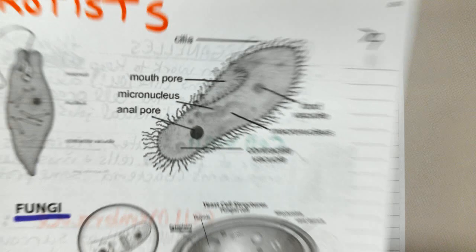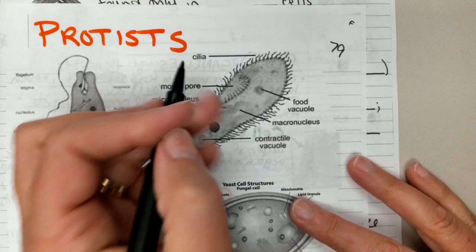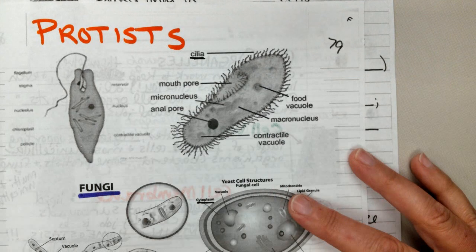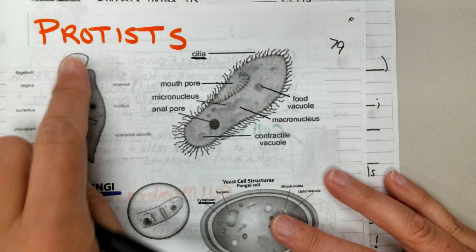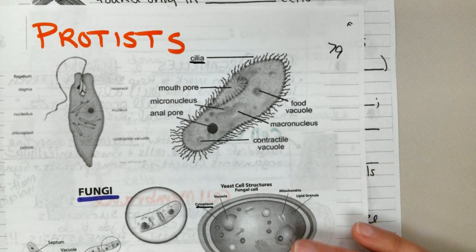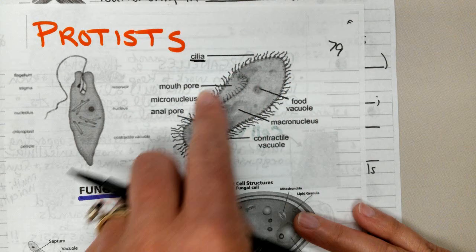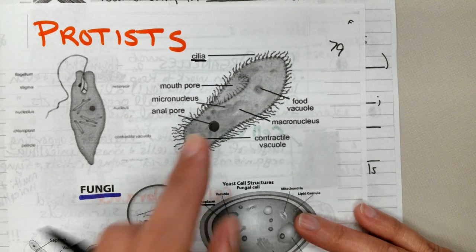I think we have some on this protist. We have cilia right there. They're short hair-like projections. That's different than this one over here. We'll talk about that here in just a second. So these all would be for swimming.